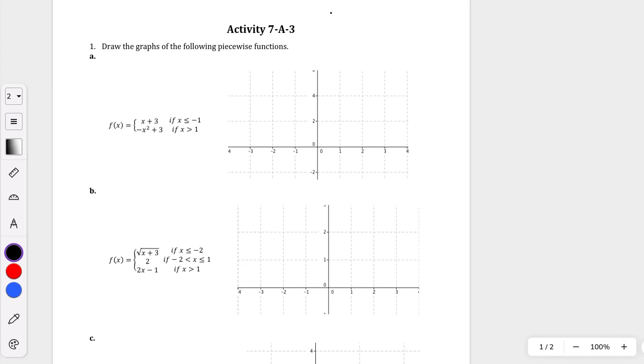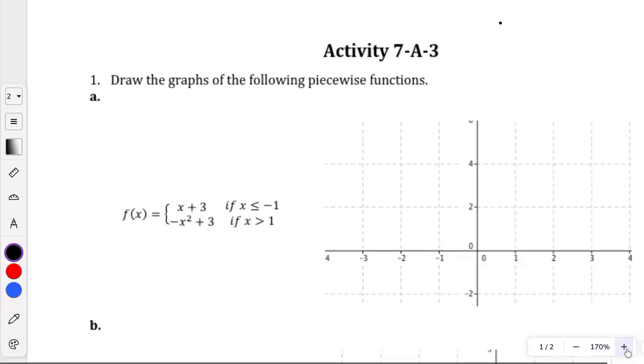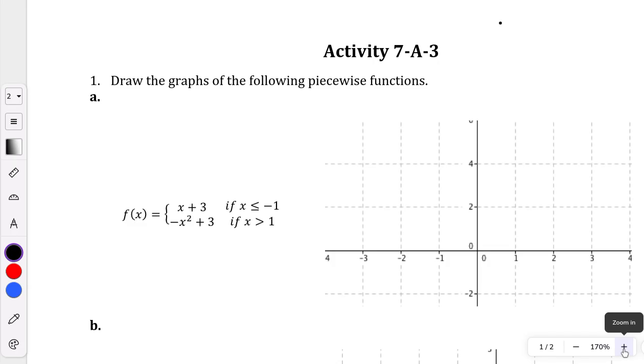This one is about 7a3. We're going to be looking at piecewise functions. The interesting thing about piecewise functions is they have different behaviors under different domains. And here in number 1a, we have a function that has a certain behavior under one domain and a different behavior under another. So for example, if we take x plus 3, what does that mean?